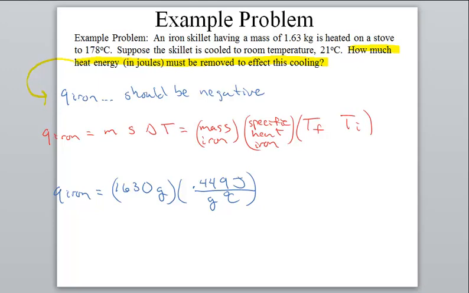Temperature final minus temperature initial, we better have our negative there. Final is 21 degrees Celsius. The initial temperature it started at was 178 degrees Celsius, which will give us a negative temperature change, which will make the Q a negative number, which makes sense. The iron is losing energy. And when you do your calculation, it's a negative 114,903 joules. So that iron cooling from that high temperature down to room temperature, that's how much energy it releases.